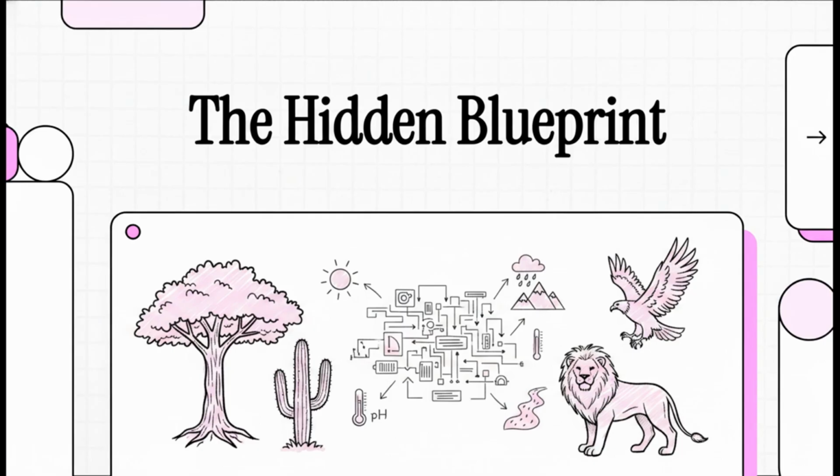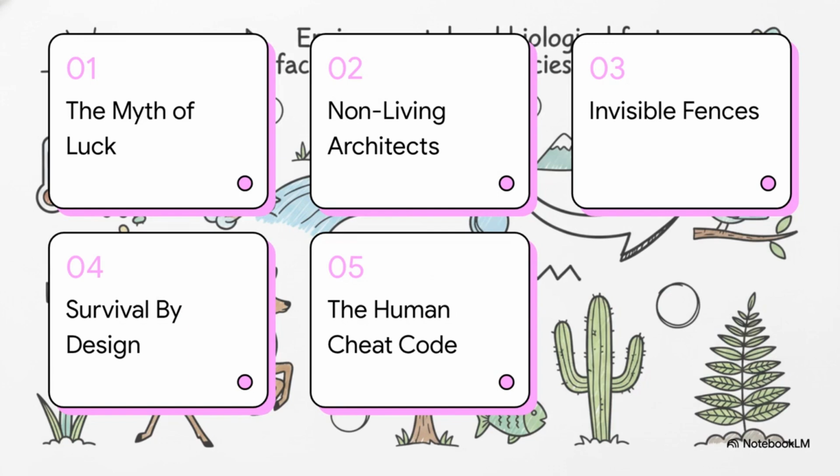Have you ever looked out at a sprawling landscape and just wondered, why is that specific tree or that particular animal exactly there and literally nowhere else? Well, today, we are going to deconstruct the complex, hidden blueprint that governs exactly where plants and animals live. Okay, let's dive into this.